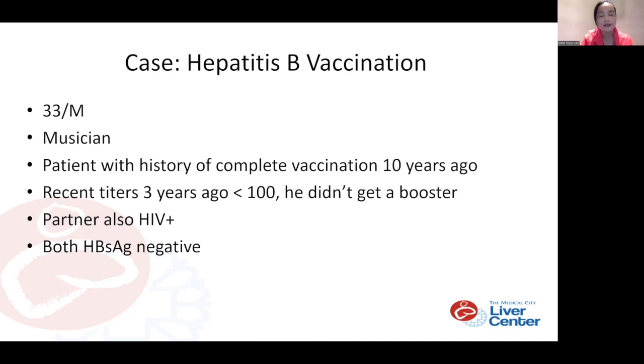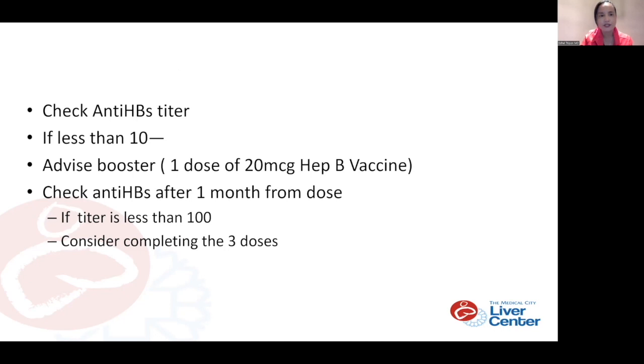This is a 33-year-old male, a musician with a history of complete vaccination 10 years ago. As he recalls, 3 years ago his titer for anti-HBs was less than 100, and he doesn't recall having a booster. Both he and his partner are HIV positive. Both are S antigen negative on screening. So you check the anti-HBs titer. If it's less than 10, you advise him to get a booster. And then you check anti-HBs 1 month after giving the booster. If the titer is less than 100, you should consider completing 3 doses as if giving the primary series.